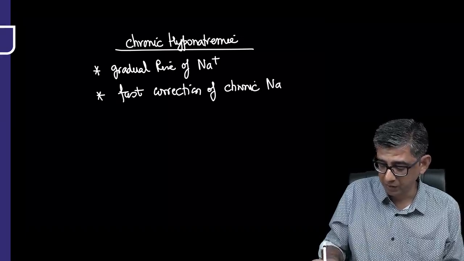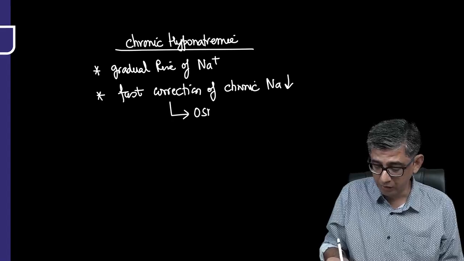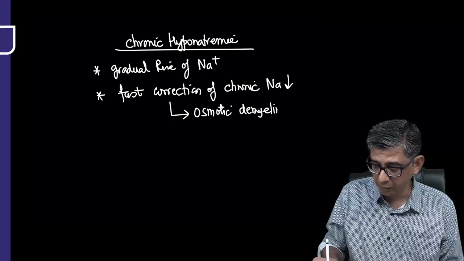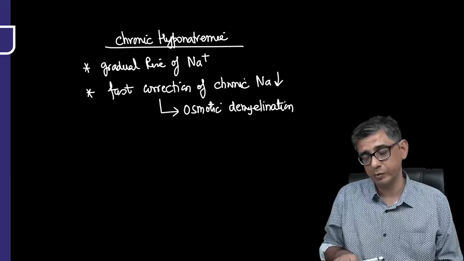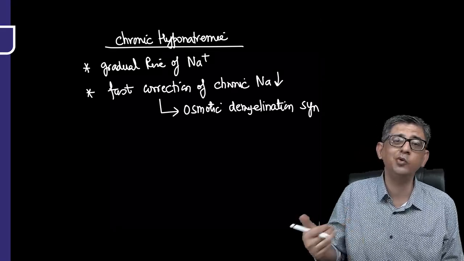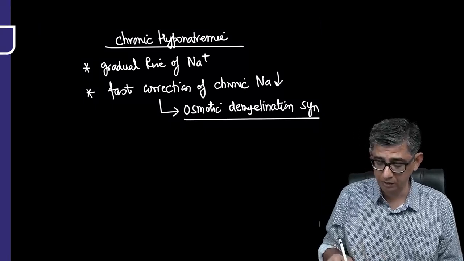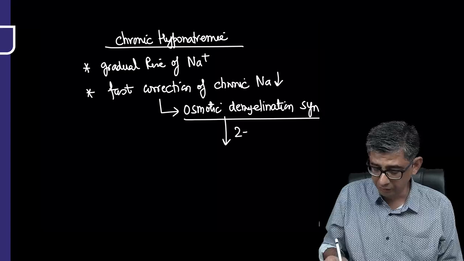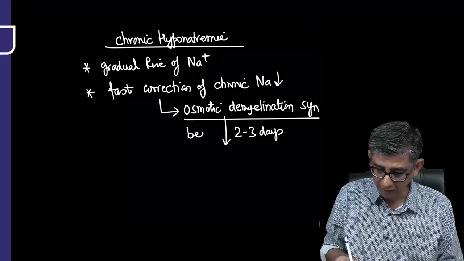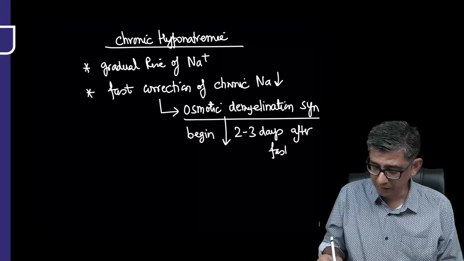Lots of time, even this might be asked in questions. Fast correction of chronic hyponatremia results in, your answer would be, osmotic demyelination syndrome. The term central pontine myelinosis was replaced because what they found was that the demyelination is not restricted only to the pons but occurs even outside of the pons, which is why he says currently the more appropriate term is osmotic demyelination syndrome. The clinical presentation of osmotic demyelination syndrome will begin most of the time 2 to 3 days after this fast correction was done. So it's not going to be an instantaneous profile.